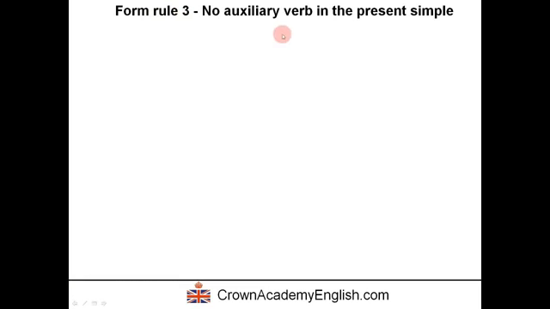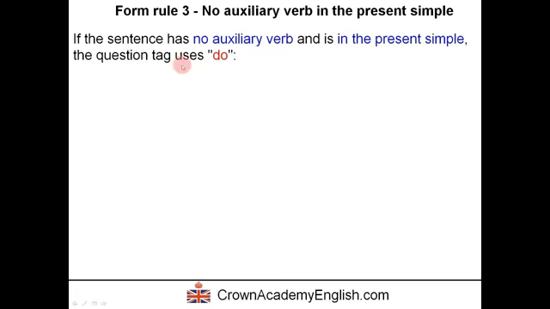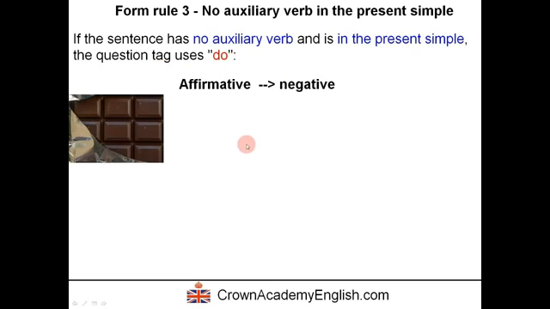And rule 3. Let's look at no auxiliary verb, and the verb is in the present simple. So, if the sentence has no auxiliary verb and it is in the present simple, then the question tag uses do. You like chocolate, don't you?